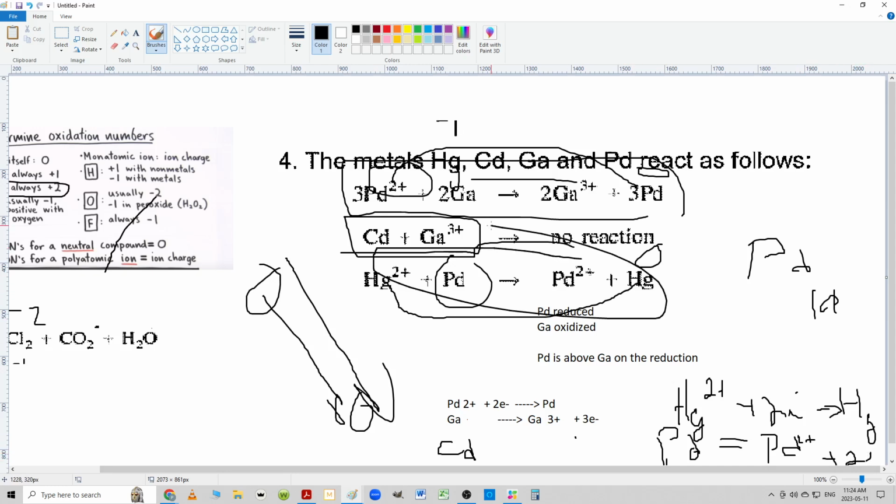Since this reaction did happen, it tells me that Hg2+ is above PD on the reduction table.